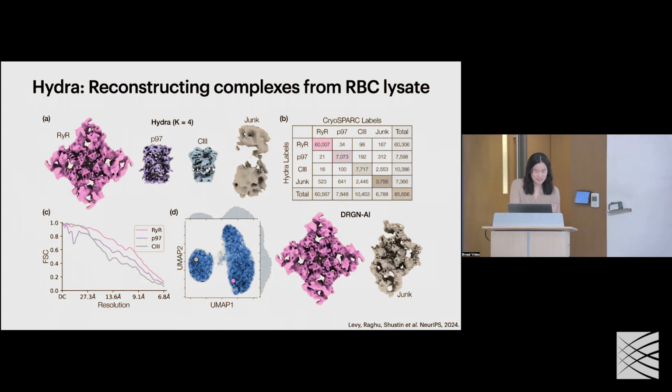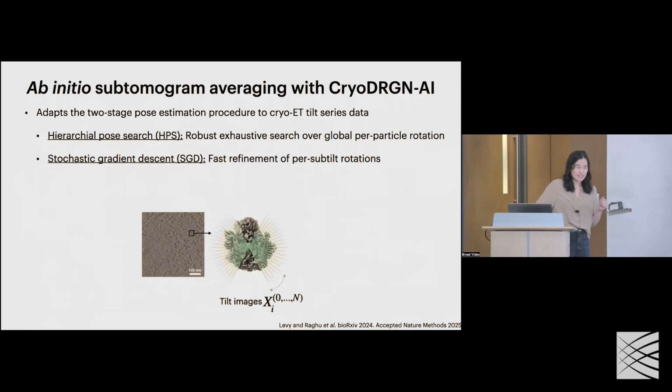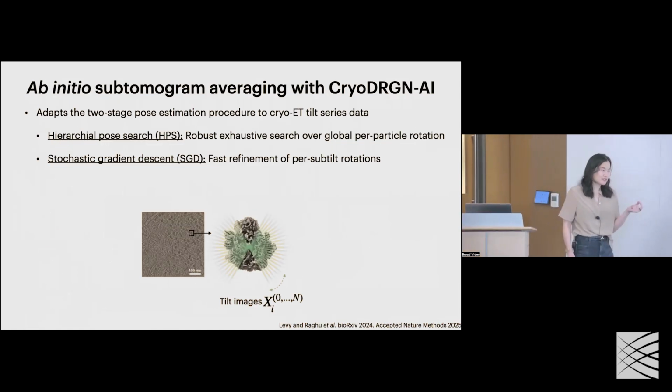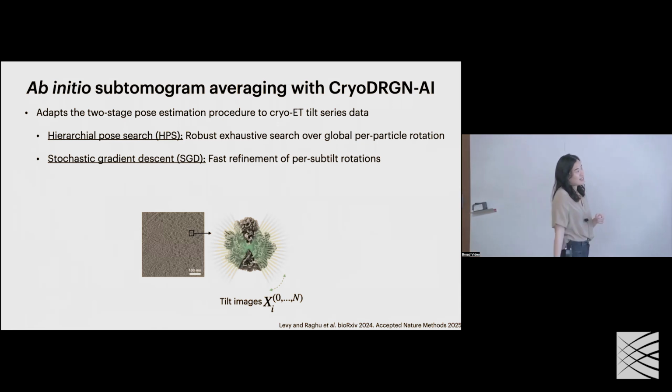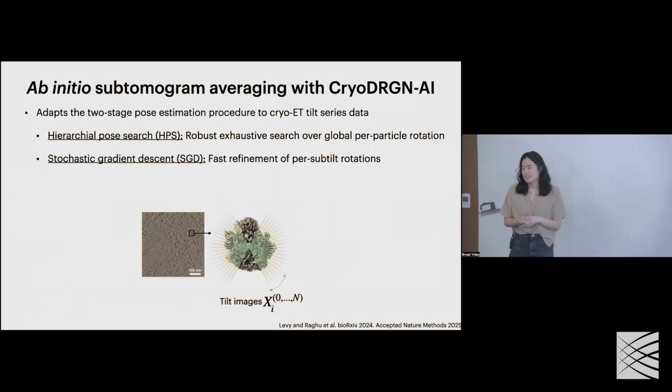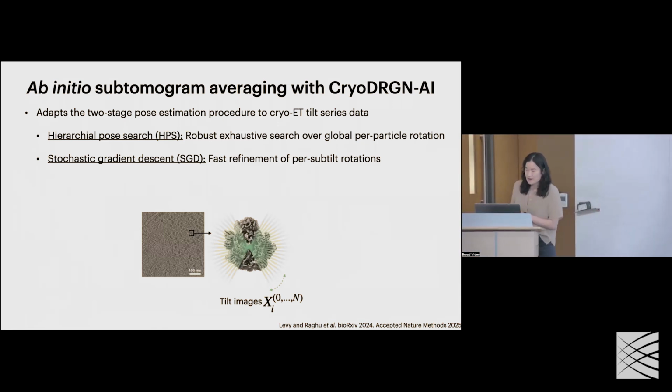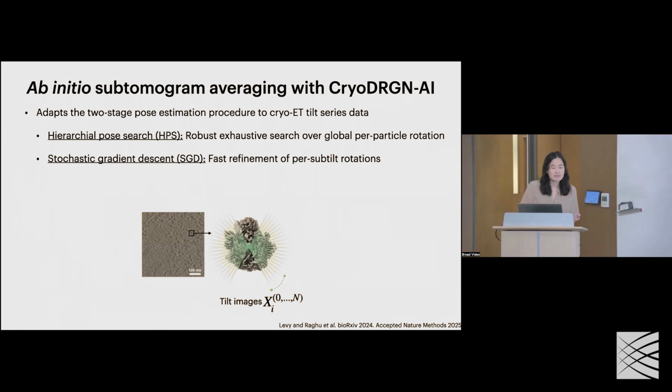That's one extension of this ab initio approach. The second is moving into cryo-ET. I'll focus a little bit on this at the last end of the talk, but I'll just mention that instead of cryo-EM, or instead of having a single image per particle, now we have a series of images. And we adapt this two-stage pose estimation procedure. This is really driven by Rish to the ab initio setting for subtomograms in situ.